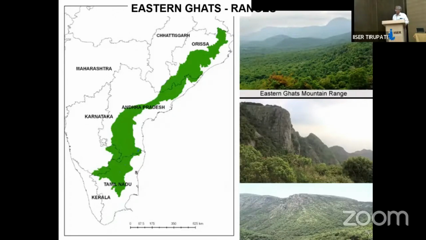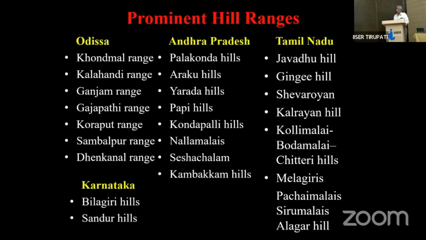Yeah, this is what Professor Mathur was also showing. You can see there, in the Chhattisgarh section, especially at the border, these are the ranges. Perhaps many of you must be knowing Orissa. It starts with Kondaman range, Kalahandi range, Ganjam range, Gajapati range, Koraput range, Sambalpur range. These are some of the ranges.